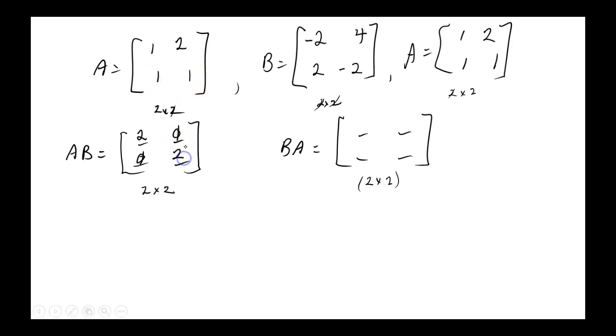2. All right, let's do BA, same way as before. 1, 1 entry: 2. 1, 2 entry: 0. 2, 1 entry: 0. And 2, 2 entry: 2. Whoa, those are the same.